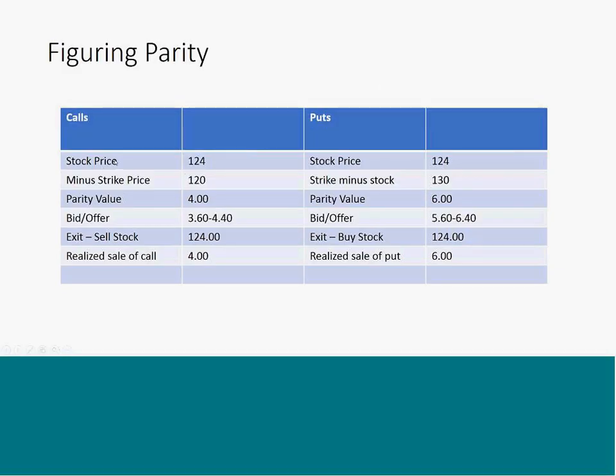Graph here. So the price is 124. The one that makes parity value $4. The bid offer is 360 to 440. So if we want it, we could sell the stock at 1.4, sell it short. Real sale of the call is $4.